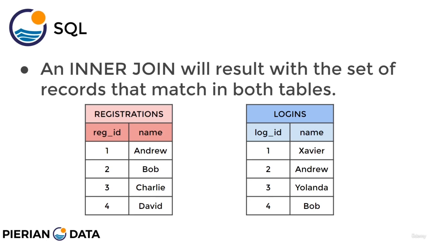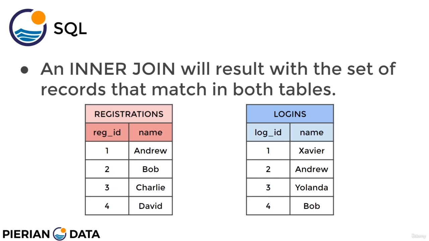So what does an inner join do? An inner join will result with the set of records that match in both tables. The situation we have right now is in the registrations, we had Andrew, Bob, Charlie, and David register for the conference. However, on the actual day of the conference, when people were logging in, only Andrew and Bob showed up that actually registered, and then Xavier and Yolanda, who forgot to register, came in on site and logged in. Keep in mind that Charlie and David registered, but didn't end up showing up to the conference to log in.